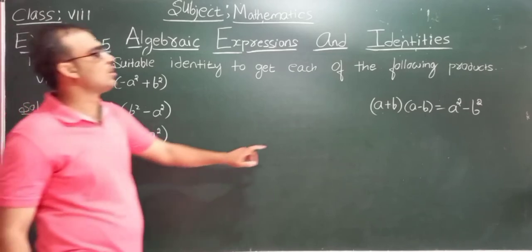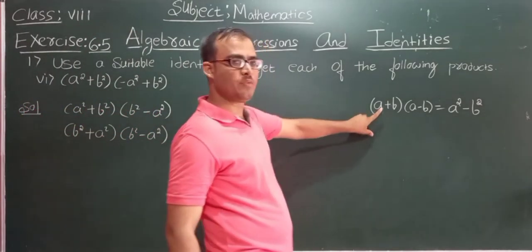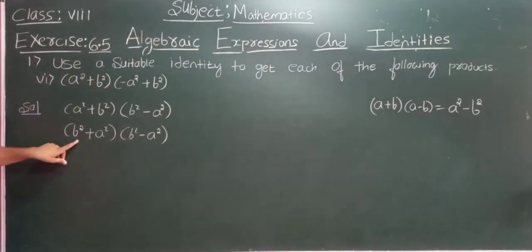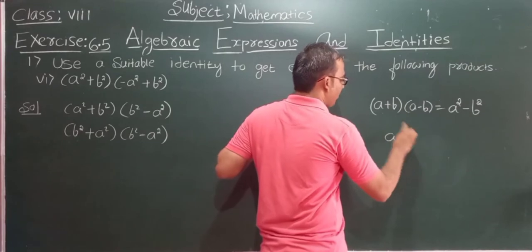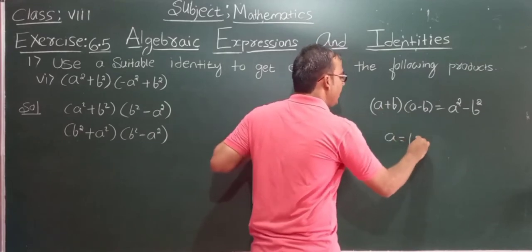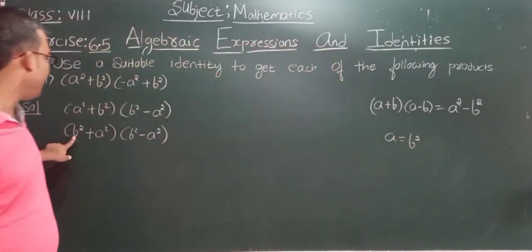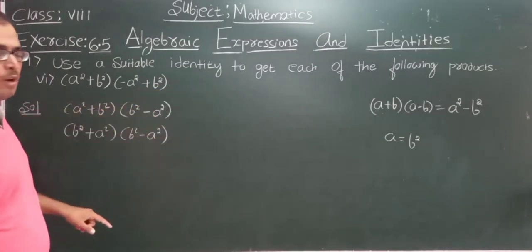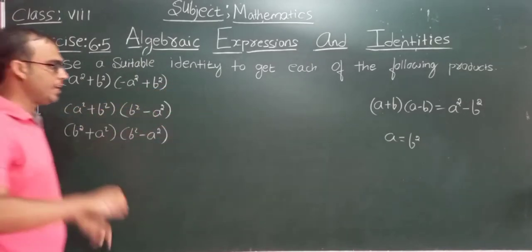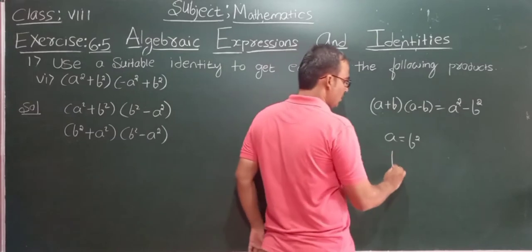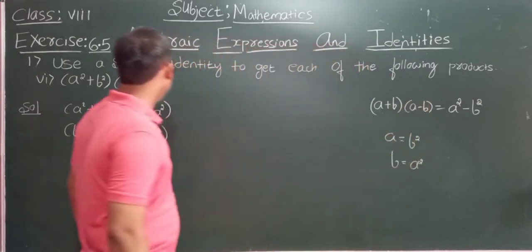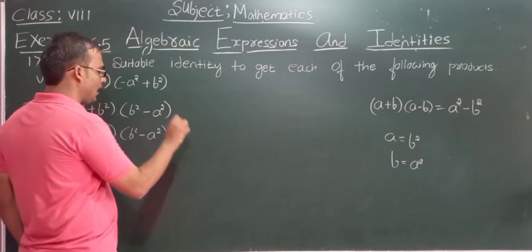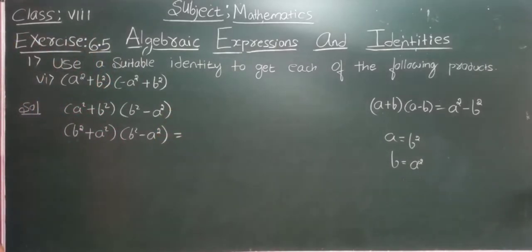Now, in place of a, what is there? B square is there. Don't get confused. In place of a, b square is there, and in place of b, just look at the formula, a square is there. Now we'll put these values in the formula, a plus b into a minus b.